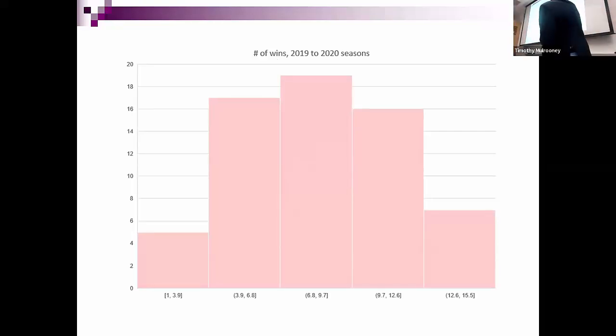This is the NFL here. This is the average number of wins from the 2019 to 2020 season. You can see somewhere between 6.8 and 9.7 wins for the NFL season.